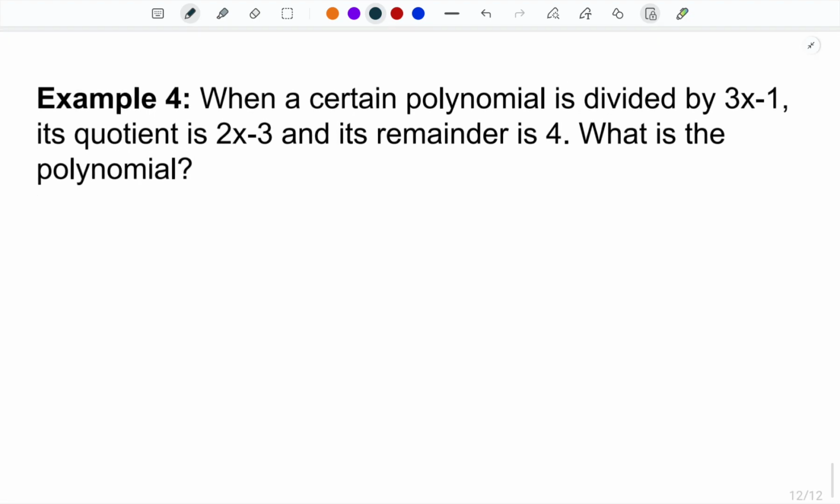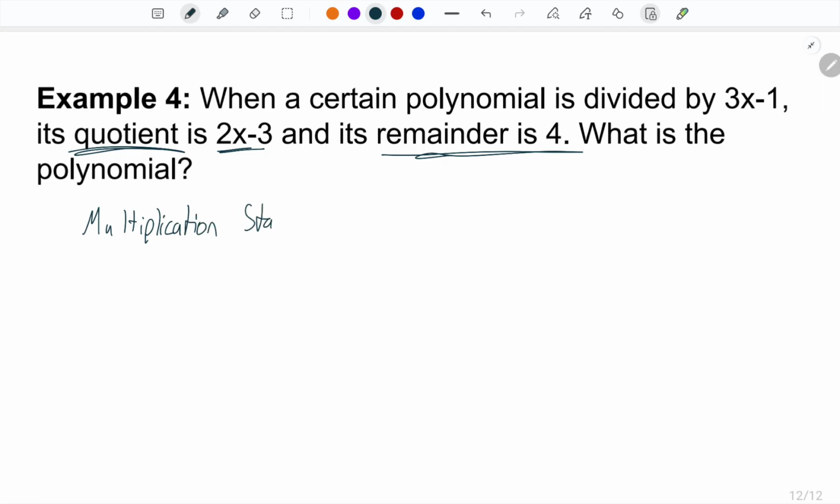Let's take a look at one last example here. So we have a polynomial. It's divided by 3x minus 1. We know the quotient. So that's the answer to our division statement is 2x minus 3. And its remainder is 4. So what can we do? Well, we can make use of our kind of like our multiplication statement. That's what I'll call it.